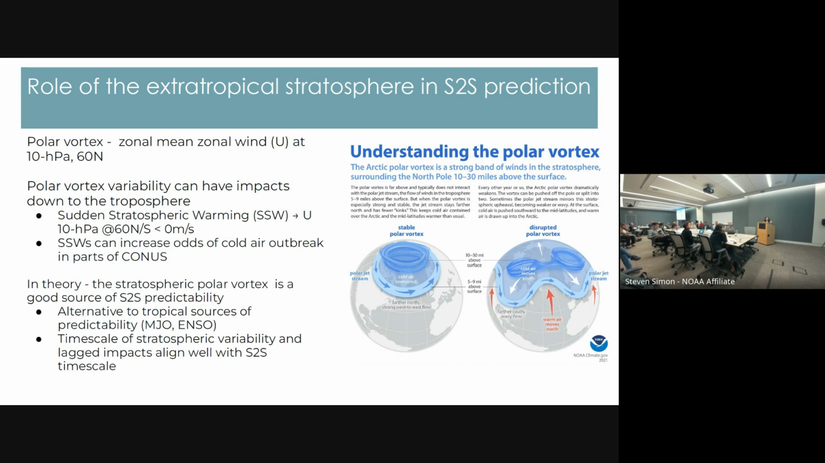And overall, the polar vortex can be a good source of predictability, just partly because it's not the tropics, which we are always relying on, MJO. And so when those are quiet, what do we have? So hopefully the stratosphere. And also the time scale on which the stratosphere variability is operating, the time it takes for it to impact the surface, also makes it an attractive source of predictability on these S2S timescales.